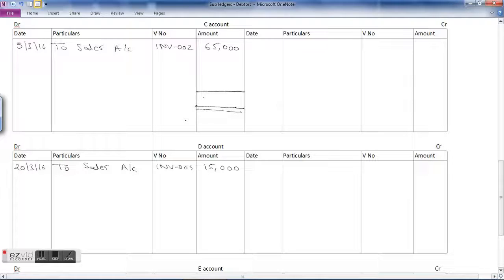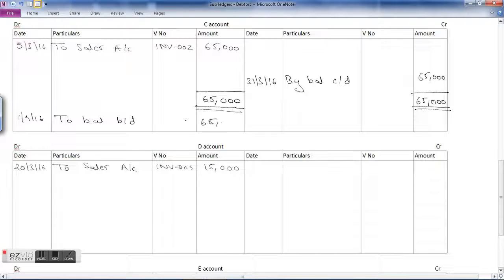Now we'll see C's account. C's account debit side total is 65,000. Credit side total is nil. So as on 31st March 2016, by balance carried down 65,000. So as on 1/4/2016, you have a balance on the debit side, to balance brought down 65,000. Now this is a normal debtors balance, that is a debit balance. So sales has been done to Mr. C, but the amount is not received, hence 65,000 is a debit balance.